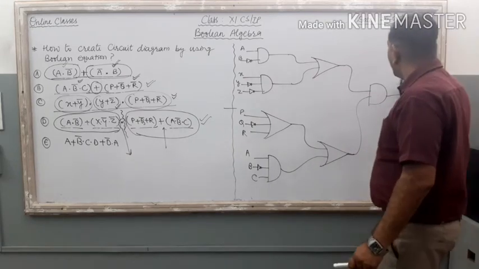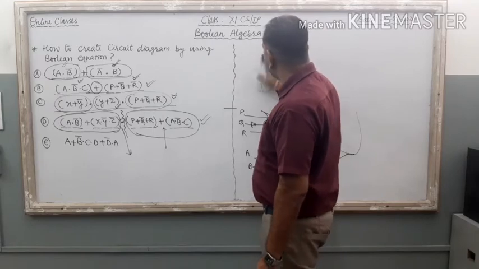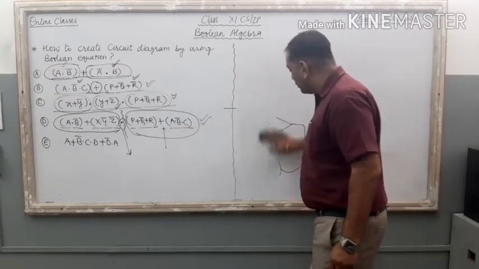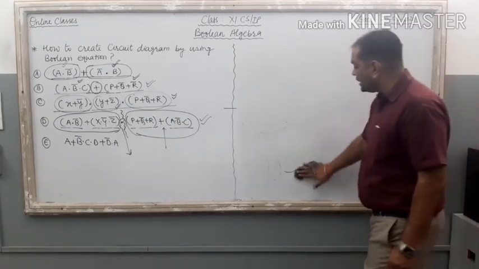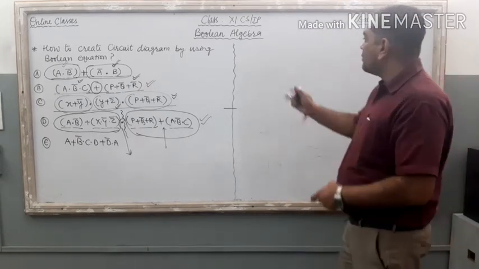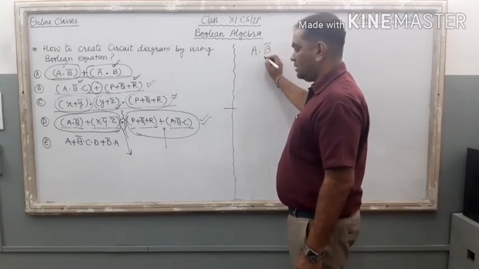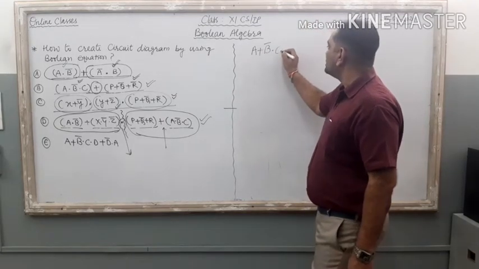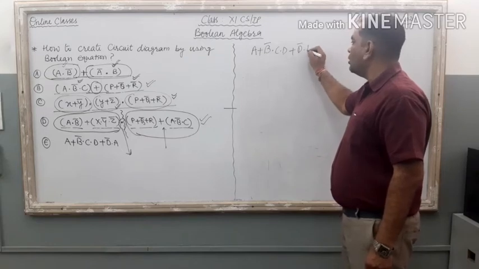Now the last one, part E. What is there in part E? Here I removed brackets from this part. Now it is on you to separate this equation into different parts. What are the parts? Just check it out. I am going to write this equation over here. A, it is plus, not dot. A plus B bar dot C dot D, then plus D bar dot A.